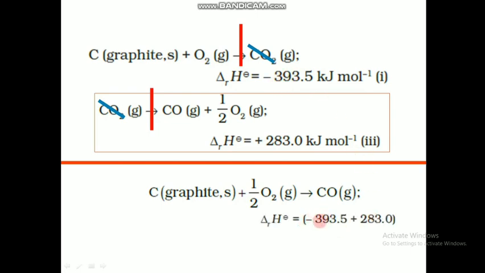Hence it will become minus 393.5 plus 283.0. It becomes minus 110.5. So it is also an exothermic reaction.